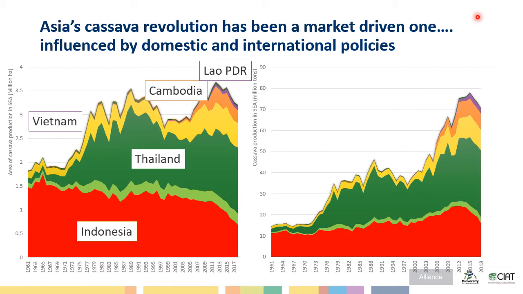Here you can see Cambodia's area increasing in the last 10 years, and it's more difficult to pick up here because this is FAO stats, and it really has been in the last few years. The area in Laos has increased significantly as well.